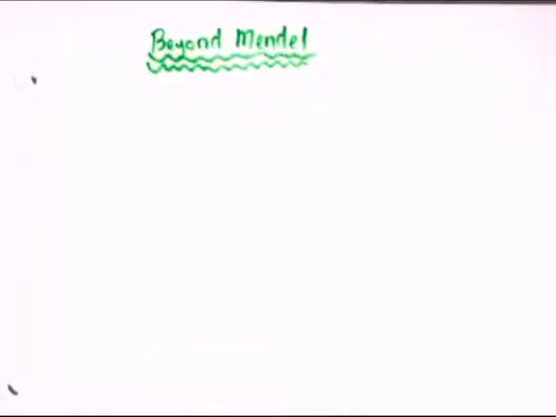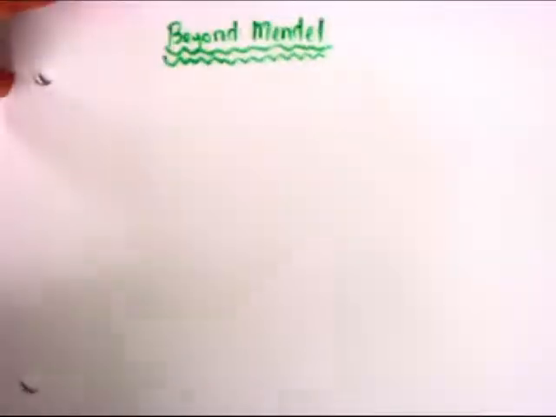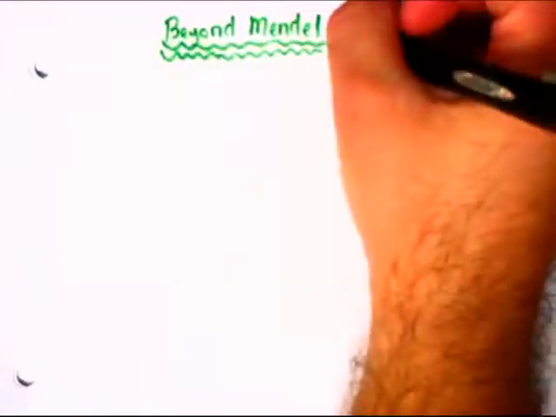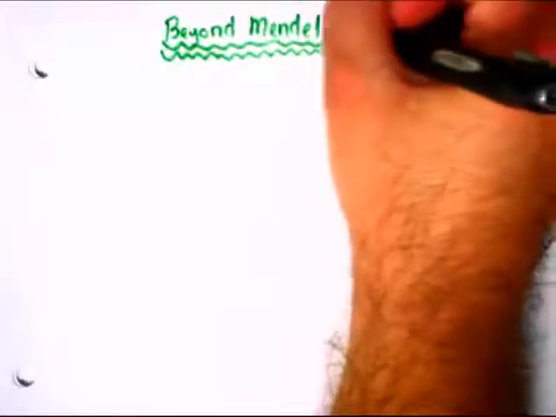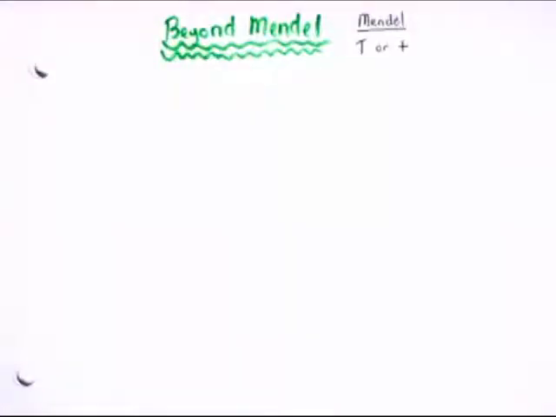Okay, let's talk about going beyond the rules of Mendel. One thing that Mendel suggested was that you only had two alleles and you could only have two at any given time. So the system had two alleles and you could only have two of those alleles. So according to Mendel, there was big T, or recessive t. There was a dominant or there was a recessive form.